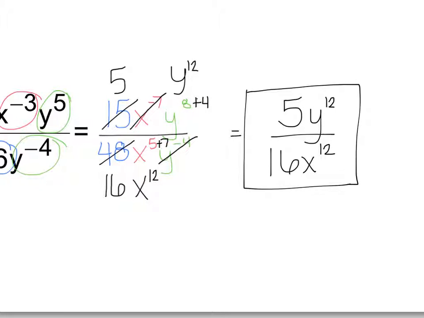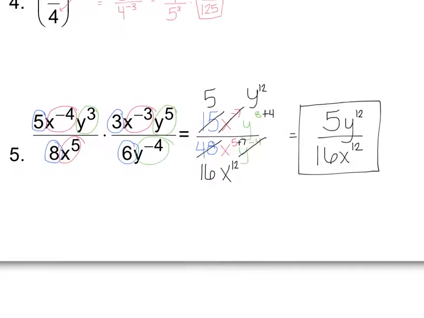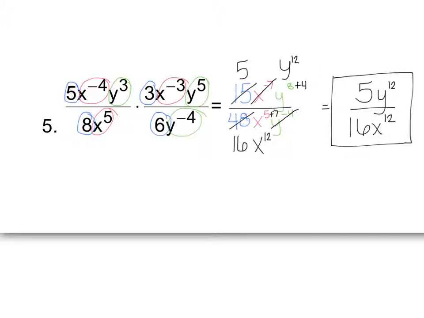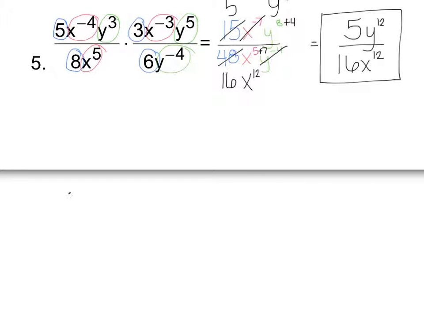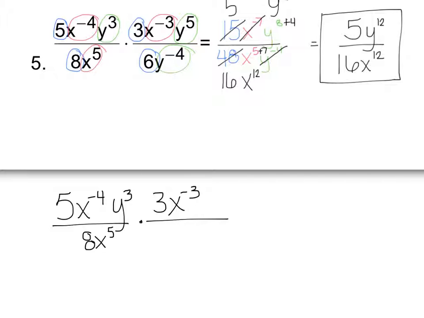Let me go ahead and do that one other time, that entire problem, just so we can see another way to do it. Okay, so the original problem was 5 x to the negative 4 y cubed over 8x to the 5th times 3x to the negative 3 y to the 5th over 6y to the negative 4. Okay, another strategy you might take, there's more options than this, is to make all the exponents positive first.